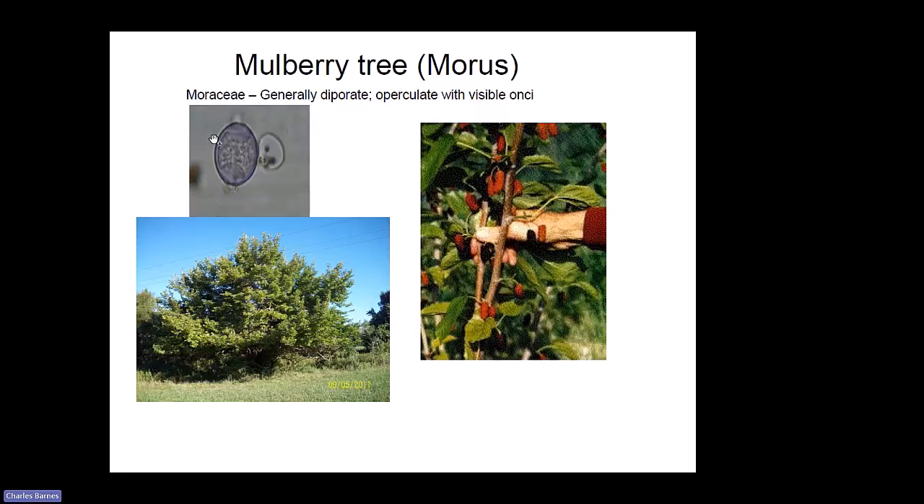They're tiny little pollen grains. Most of them are diporate, which means they have two pores. They're operculate, which means the pore has a characteristic shape, and it has visible onchi, which means you can generally see the hole in this, or where the pollen would come out of. Now, mulberry is also in the Moraceae family.